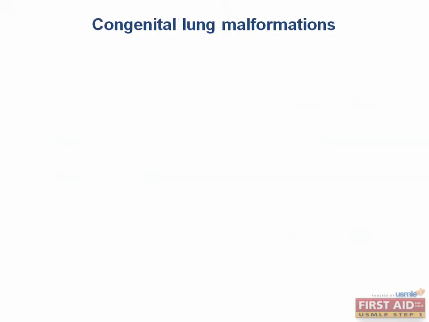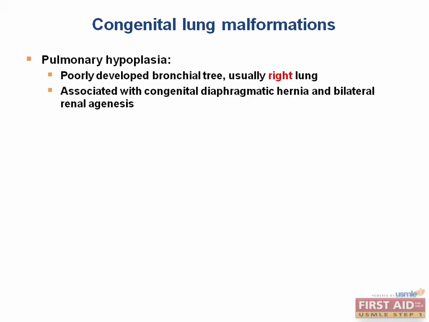Let's talk about some congenital abnormalities that might occur during lung development. First, we have pulmonary hypoplasia. This is an abnormality that is characterized by a poorly developed bronchial tree, usually occurring in the right lung. This condition is associated with congenital diaphragmatic hernia and bilateral renal agenesis.